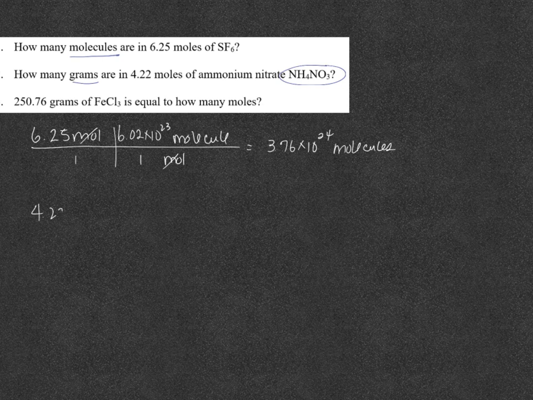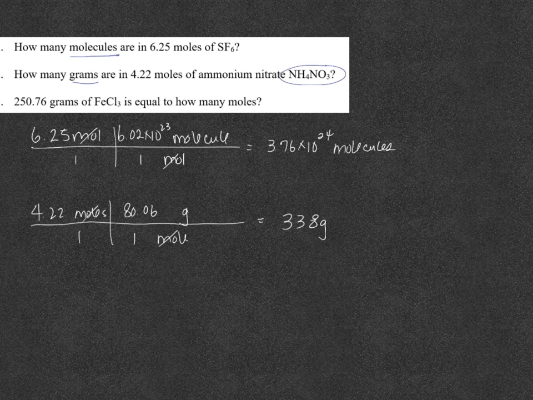So 4.22 moles. Put it over 1. Mole comes down. Gram goes to the top. 1 goes next to mole. The molar mass we calculated for NH4NO3 was 80.06. Mole cancels. Multiply it out, and we get 338 grams.